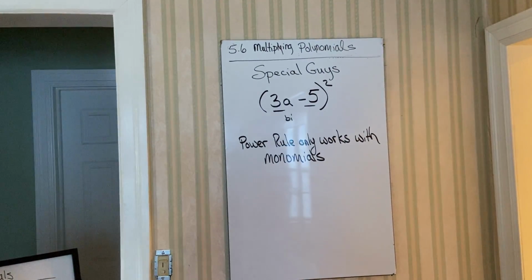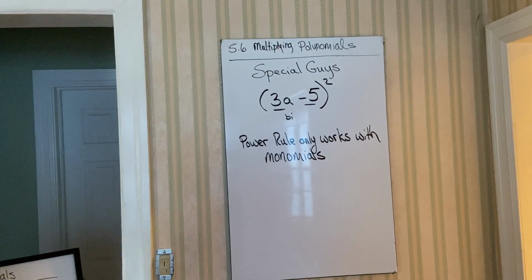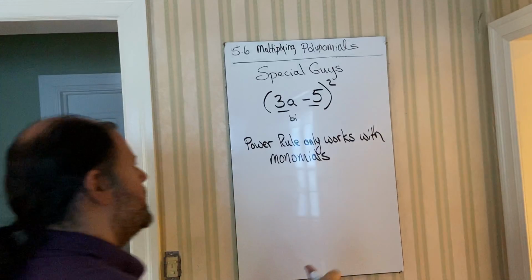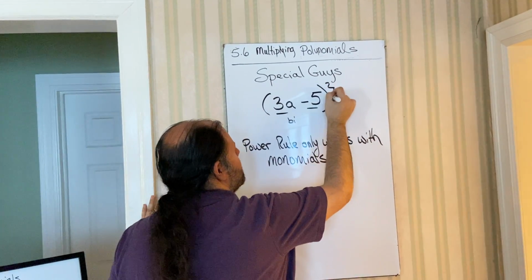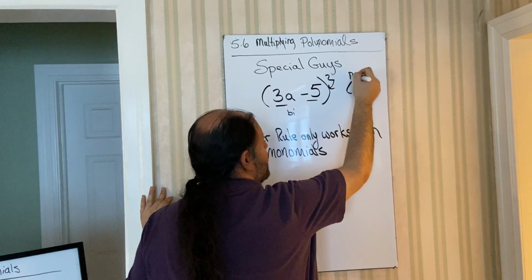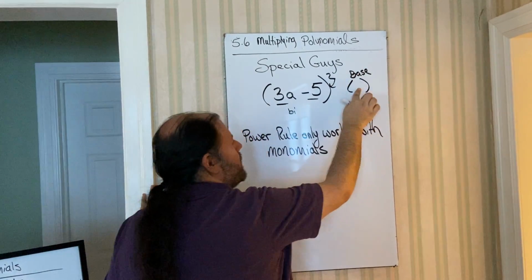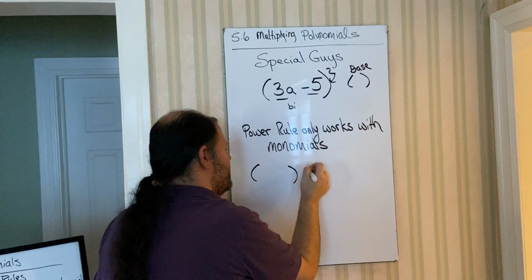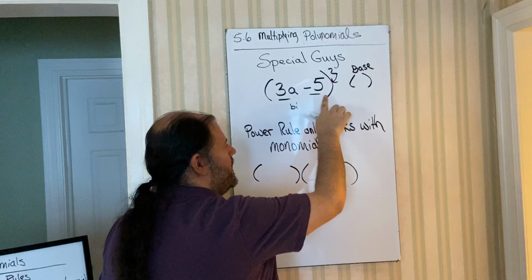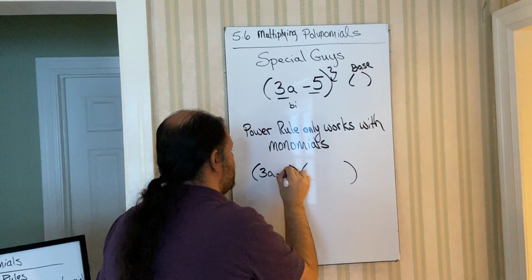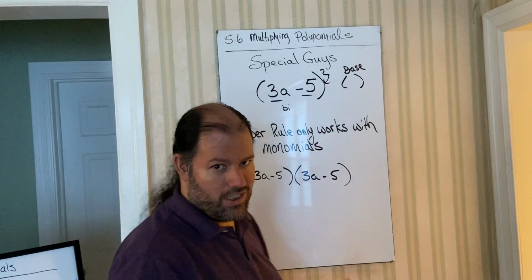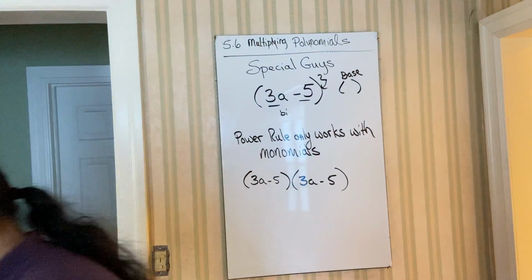Then I told you, what does squared mean? Squared means write out the base 2 times. So what's the base? Boom. The first thing this 2 hits is a set of parentheses. So that's your base. So write out the parentheses twice. Don't leave it blank. Put in 3a minus 5 in each of the parentheses.